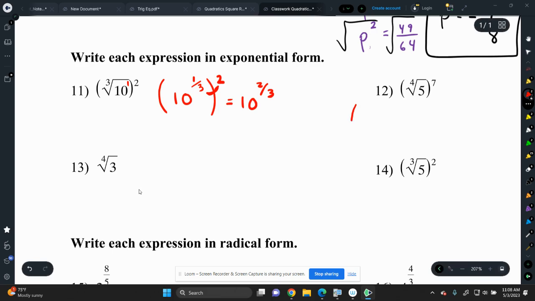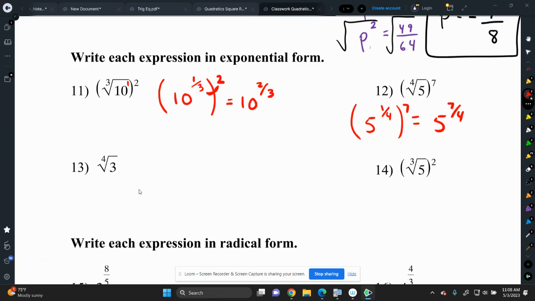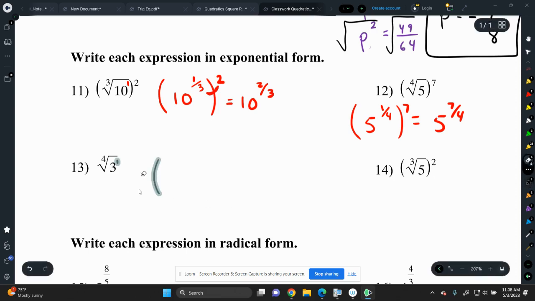If we look at number 12, we're going to do the same thing. This is going to be 5 to what power? 1/4 to the power of 7. So we multiply them. So this becomes 5 to the 7/4. Okay. Remember, if there's no number inside, we assume that it's a 1. If there's no number outside, what do we assume it to be? 2. Right. So what's this one going to be? 3 to the power of 1/4. Good.